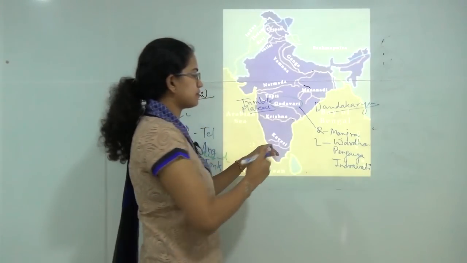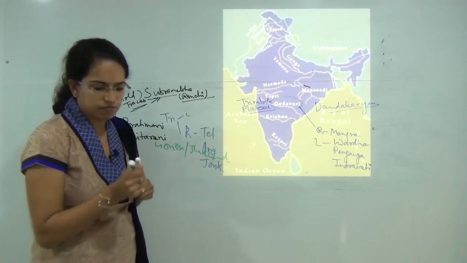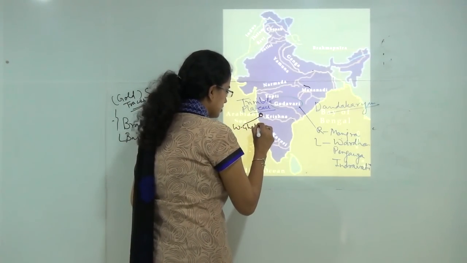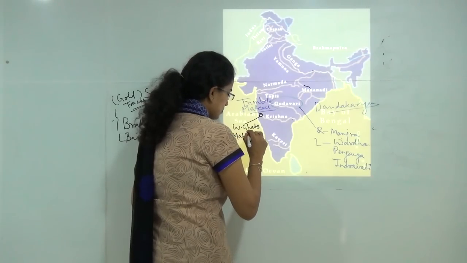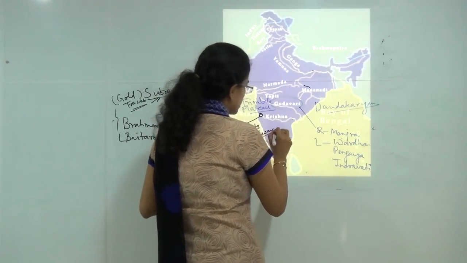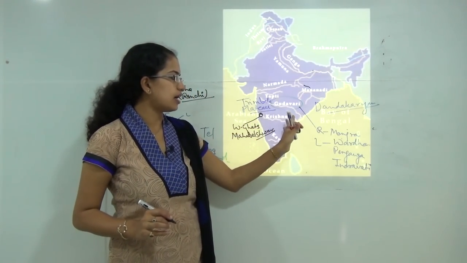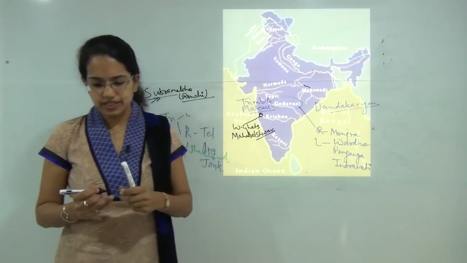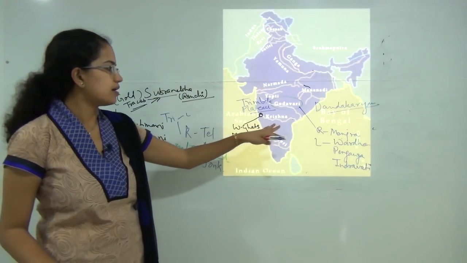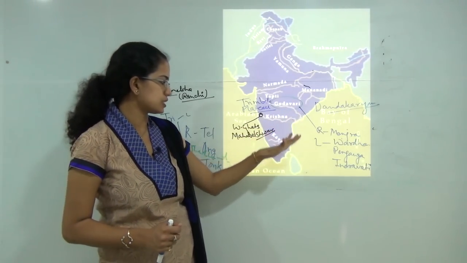Now below Godavari, you have the next river system which is Krishna. Krishna originates north of Mahabaleshwar in the Western Ghats. So you have the Western Ghats near Mahabaleshwar as the origin for Krishna River. Again, it crosses the states of Karnataka and Andhra Pradesh and finally drains into the Bay of Bengal. Bhima, Ghatprabha and Malaprabha are some of the major tributaries of Krishna River.